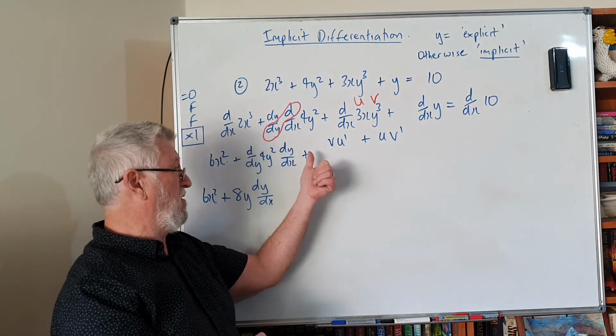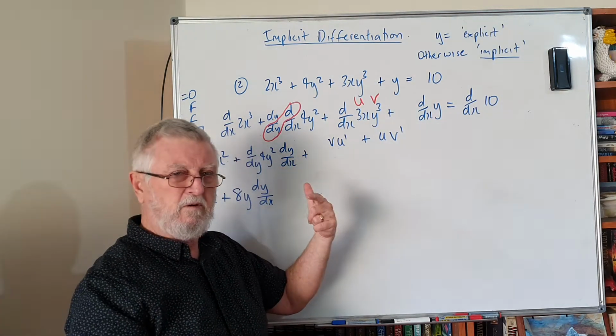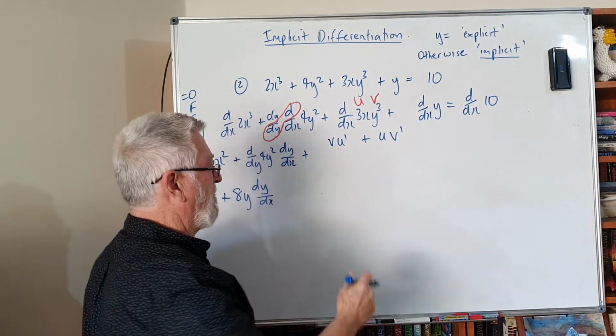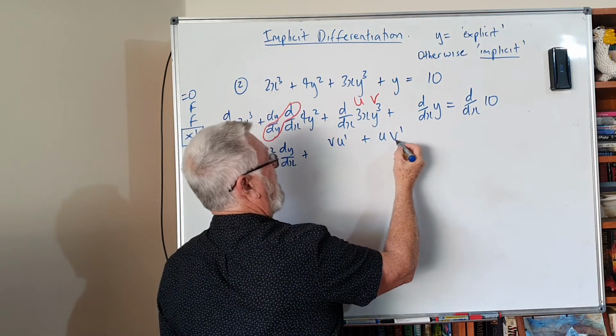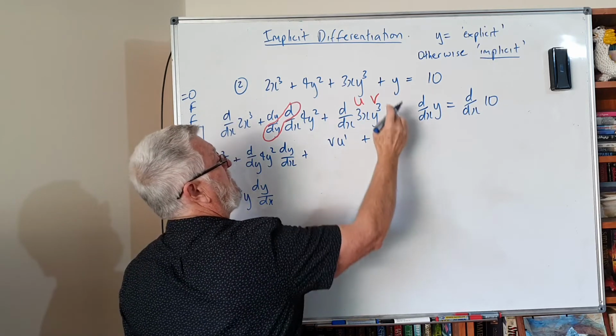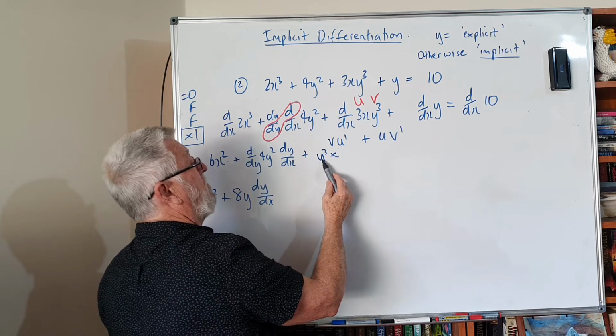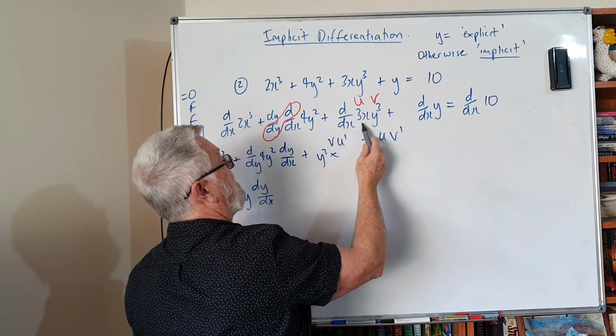A lot of people watching might call it VUV or all sorts of things, or v du dx plus u dv dx, and all the other possibilities. I just stick to VUV. So if you haven't seen that before, that's what I'm doing with it. So I write the V first, which is the y cubed, and then I want to differentiate this one here.